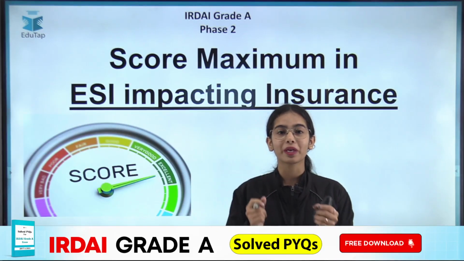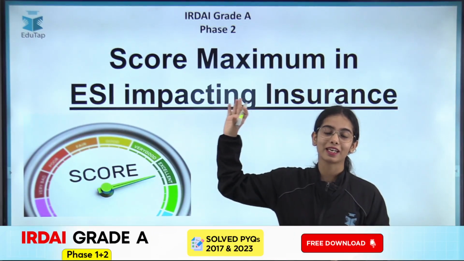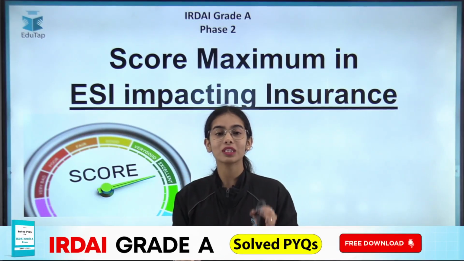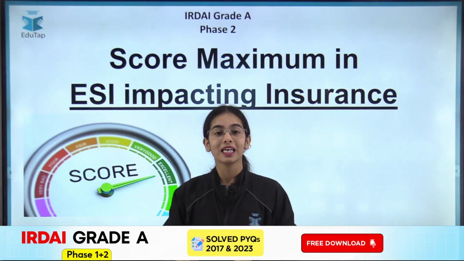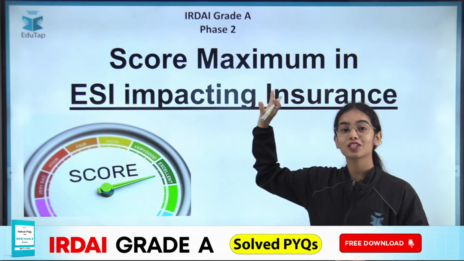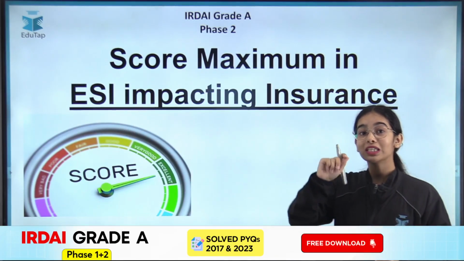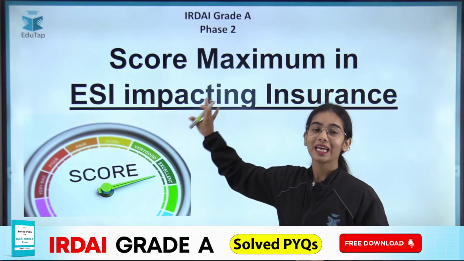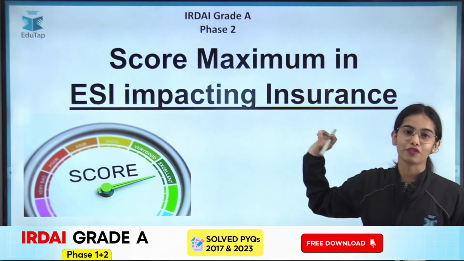So I hope you are preparing with full dedication and with full focus for the IRDAI Grade A Phase 2 examination. And as you know, in Phase 2, the ESI Impacting Insurance is a very important component. In today's session, we are going to discuss the requirement and the strategy for the ESI Impacting Insurance, so that you have clarity on how to approach this component and how to score the maximum marks in this very important component of Phase 2.